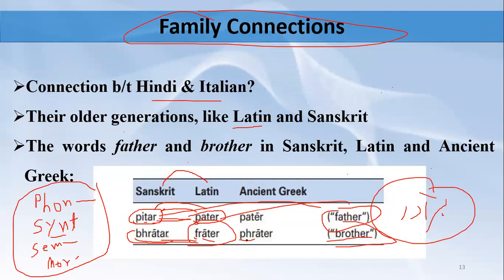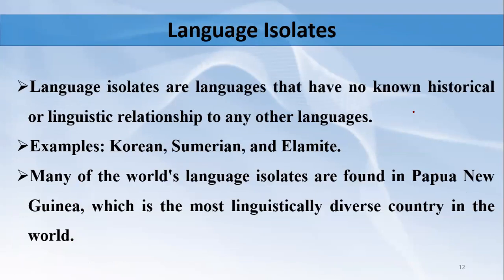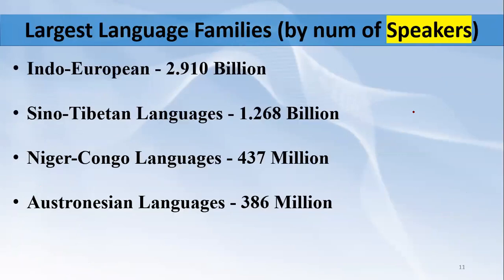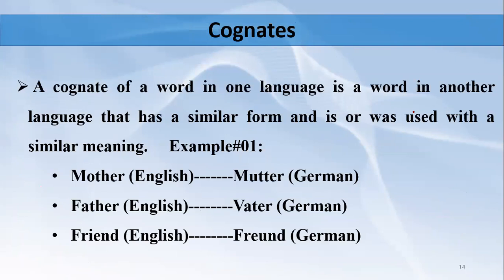Fine. So it means these two, fa and fa, are related in terms of the first sound. And in terms of the letter structure, all these three are related. Clear? So a little bit of differences must be there, but we need to look for the similarities in order to determine and decide the family connections. Is this clear? Got it. Okay, fine.